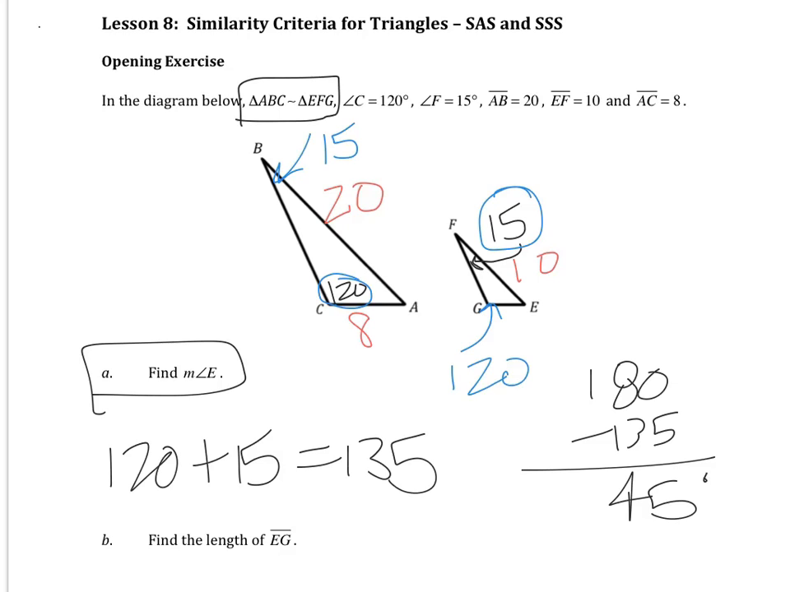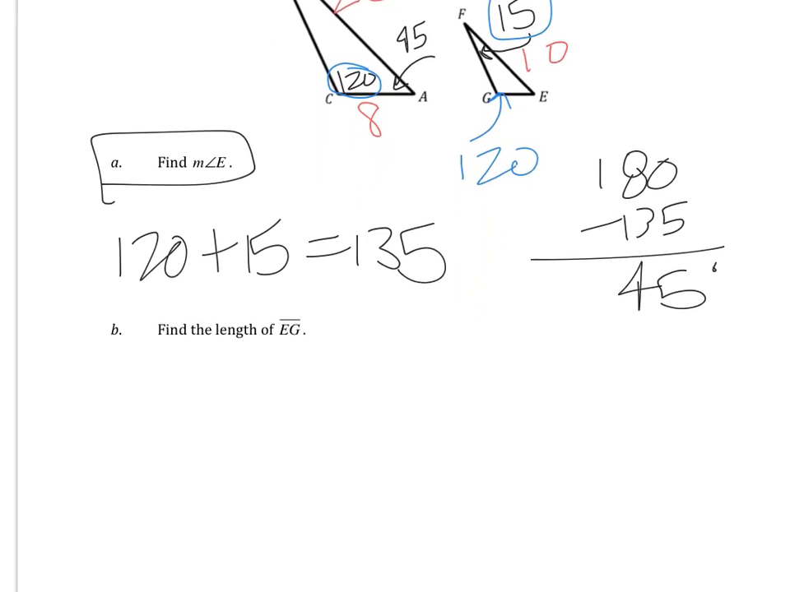So all the angles in similar triangles are going to be equal, so we also know in here that angle A is also 45 degrees. And the angles in a triangle add up to 180. Okay, let's take a look at the next part.